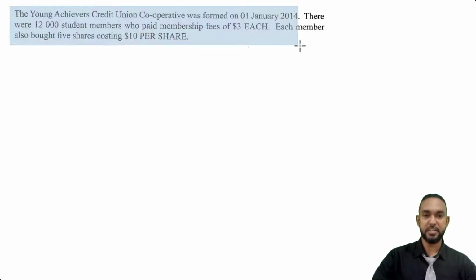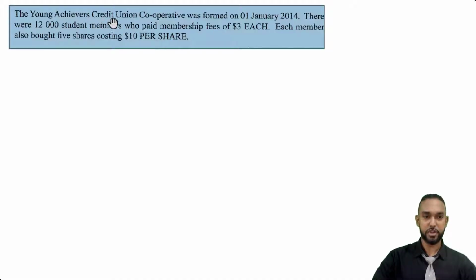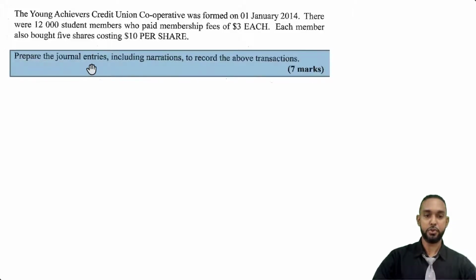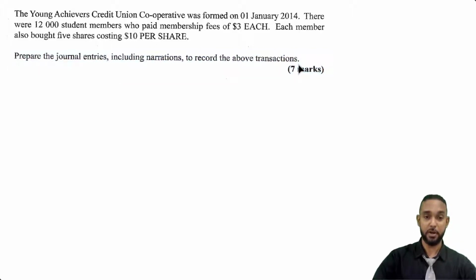Okay, so it reads that the Young Achievers Credit Union Cooperative was formed on the 1st of January 2014. There were 12,000 student members who paid membership fees of $3 each. Each member also bought 5 shares costing $10 per share. What they want us to do is to prepare the journal entries, including narrations, to record the above transactions for 7 marks. Okay, so we have a couple of things to record here.